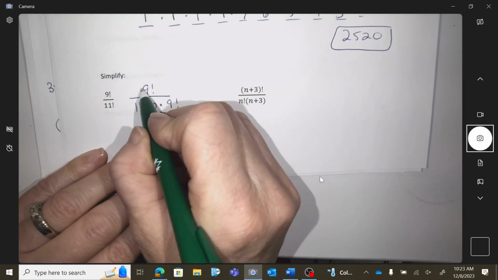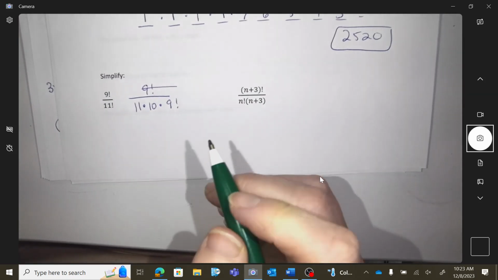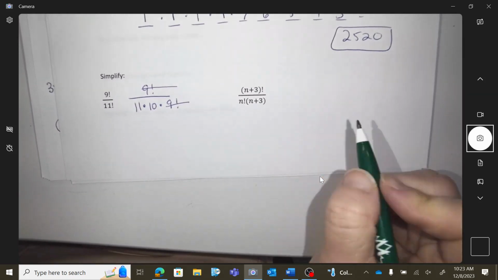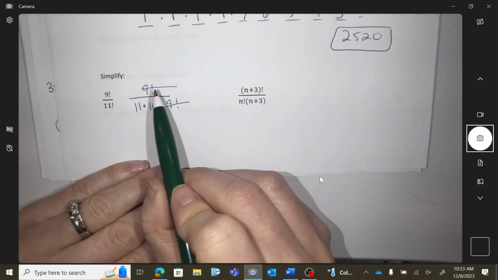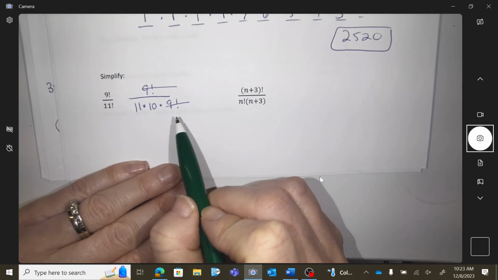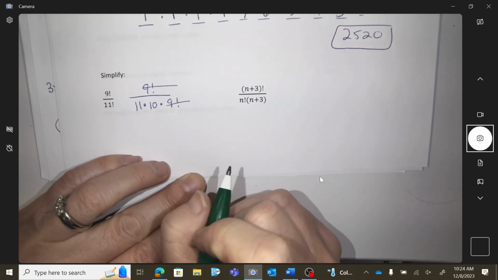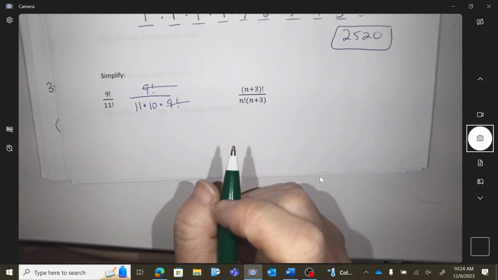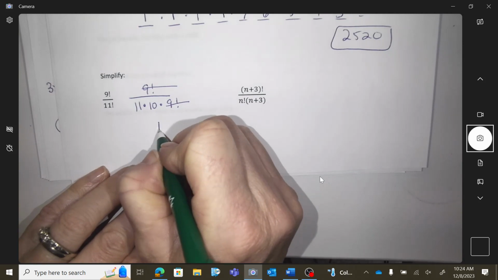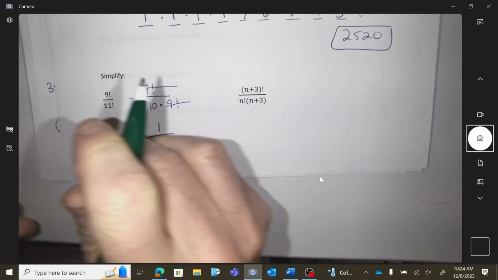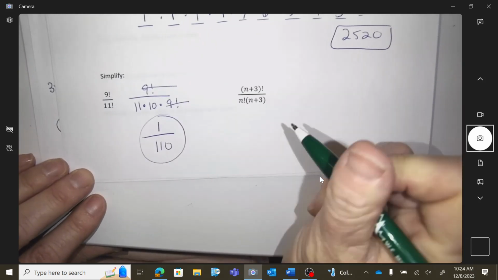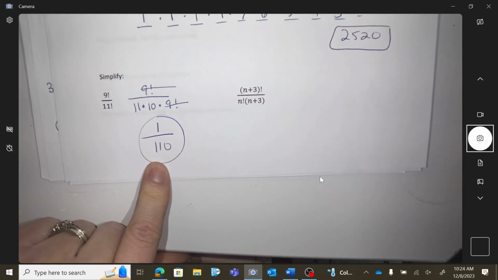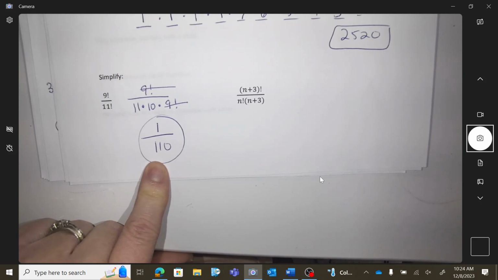So 9 and beyond would cancel this 9 and beyond. If something in math cancels, what should it be replaced with? What kind of number? If something completely cancels, it's a 1. And then 11 times 10 on the bottom.